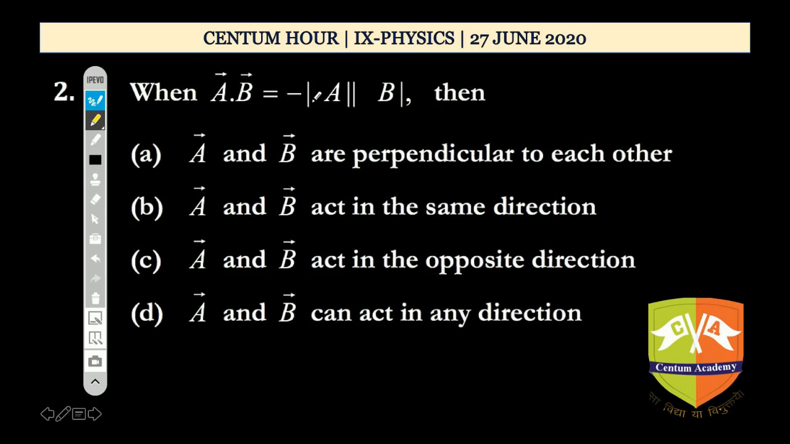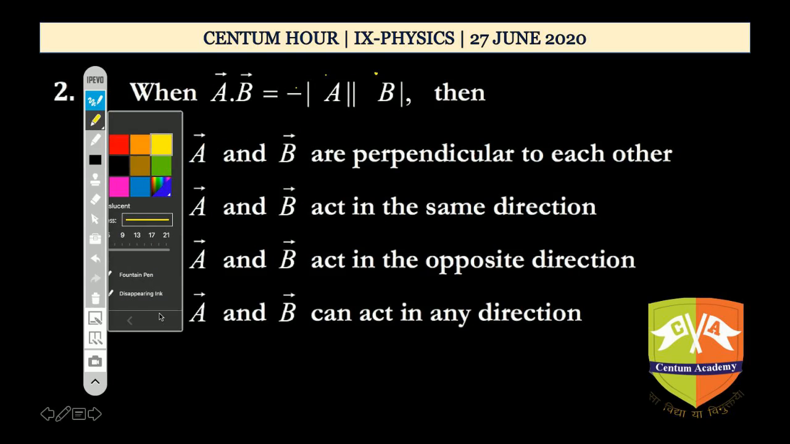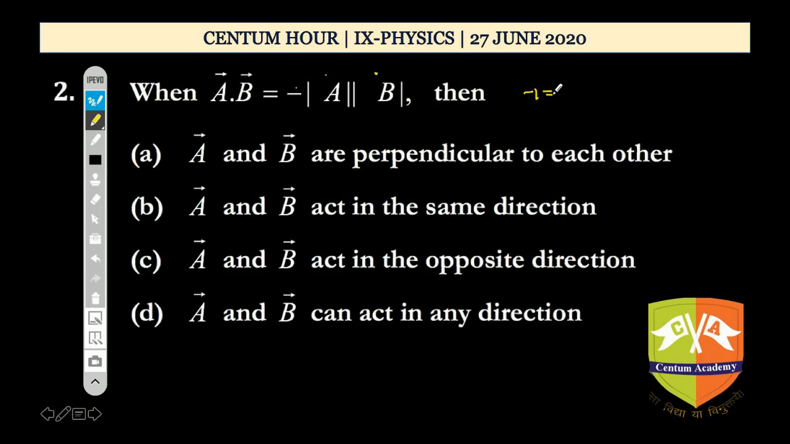A dot B is equal to negative magnitude of A, magnitude of B. By the very definition of A dot B, we get that negative 1 is equal to cos theta. And cos is negative 1 when theta is equal to 180 degrees. And when two vectors are at 180 degrees, they are opposite to each other. Got it? Yes, in radian measure, 180 can also be stated as pi. Good. Moving on to the next one.